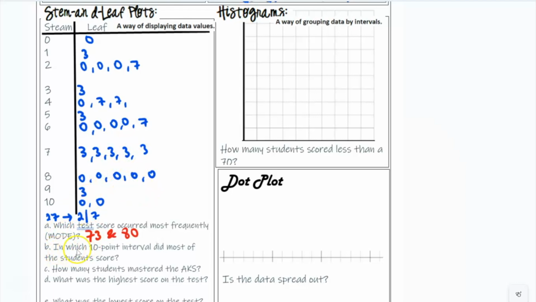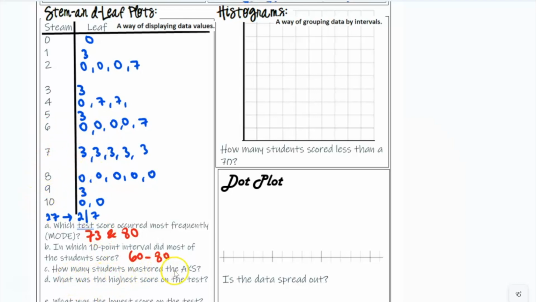Which one happens the most? In which 10-point interval did most of the students score? So which interval here has the most numbers? Again, this one, and this one. So from 60 to 80 has the most. Now it said 10-point interval, so it's really saying from 60 to 70, 70 to 80, 80 to 90. However, I can see that all of them had the same. So for me, it's not even a 10-point interval. It's from 60 to 80. But for yours, is it 60 to 70, 70 to 80, 80 to 90? What is it?